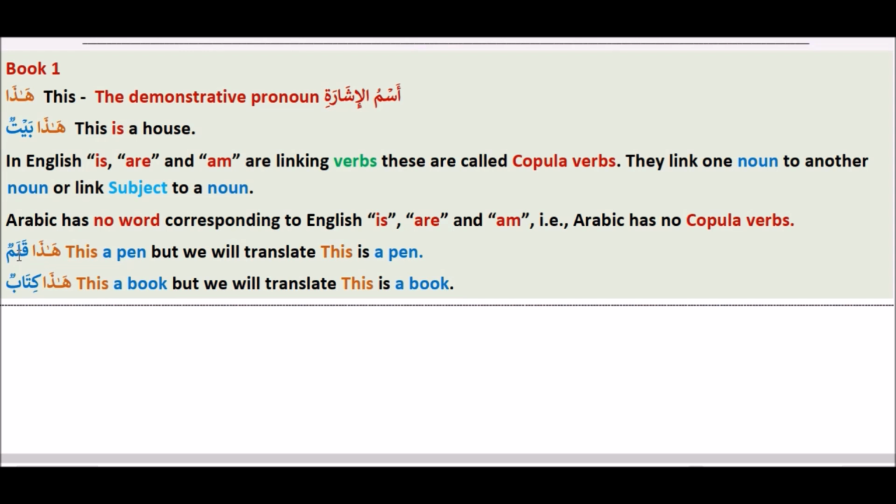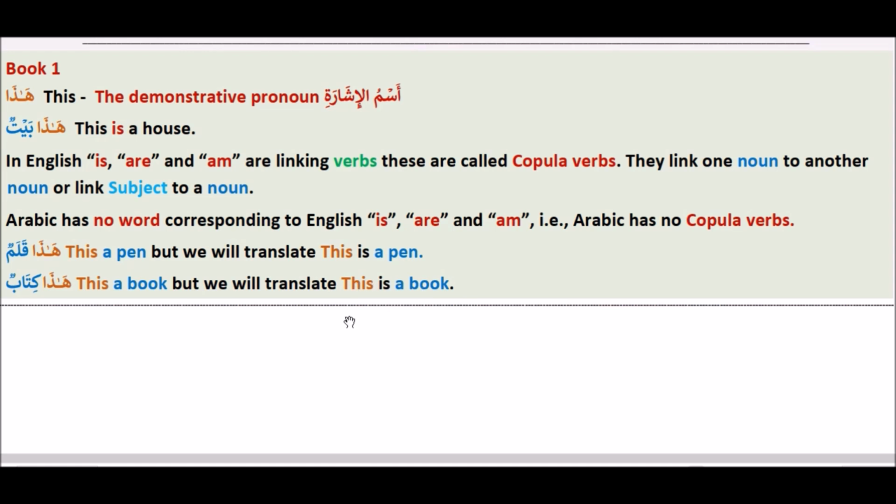Haza qalamun. This a pen. Actually, haza is this, qalamun is a pen. But we will translate, this is a pen. Is, we will add in the translation. Haza kitabun, this a book. Haza is this, kitabun is a book. But we will translate, this is a book.